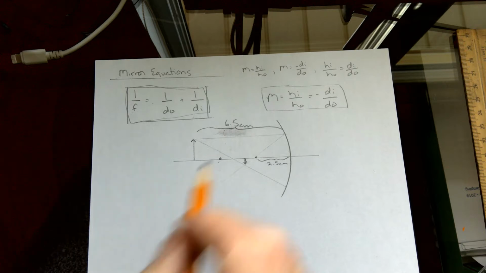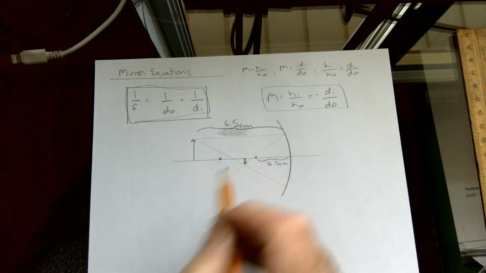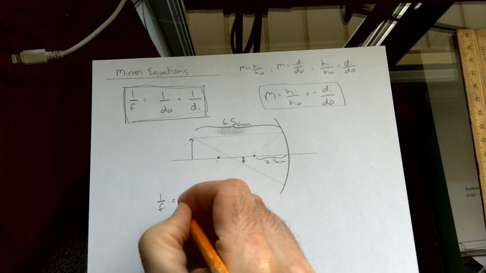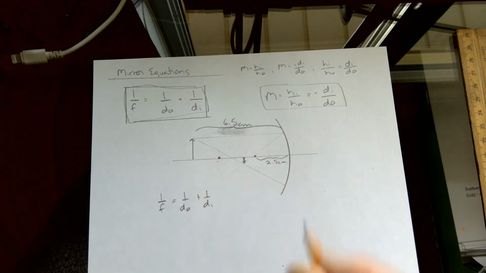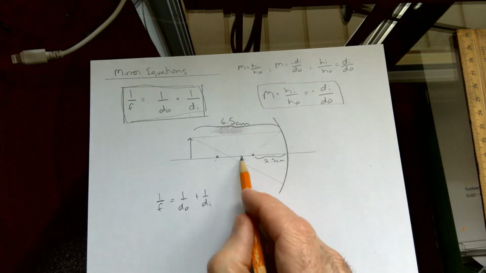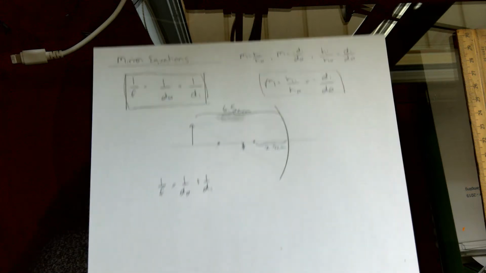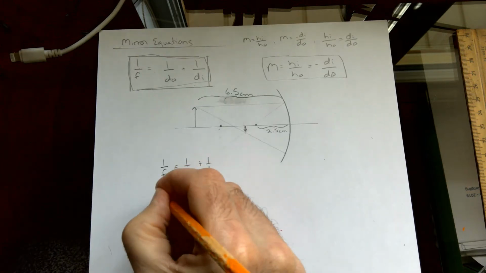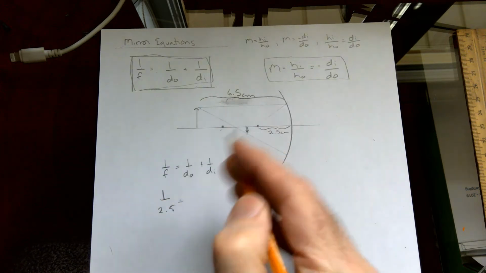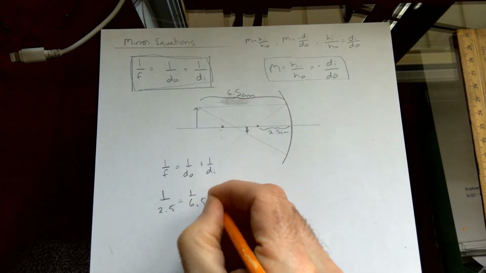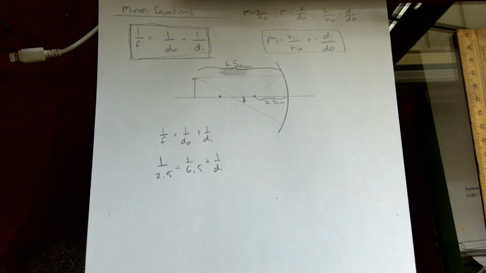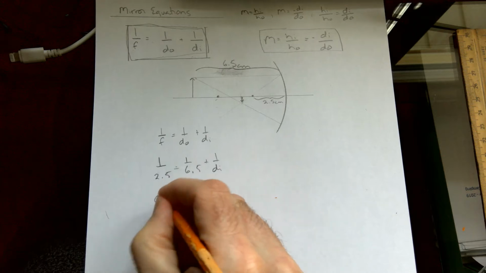So what I've done here is I've purposefully left off the distance of the image so we can solve for that. So we have 1 over f equals 1 over do plus 1 over di. Once again, do, f, and di is to here. So we're trying to find out how far this is away without measuring it. So we have 1 over f, which is 2.5, equals 1 over do, which is 1 over 6.5, plus 1 over di. So let's divide 1 by 2.5 and we'll get 0.4.